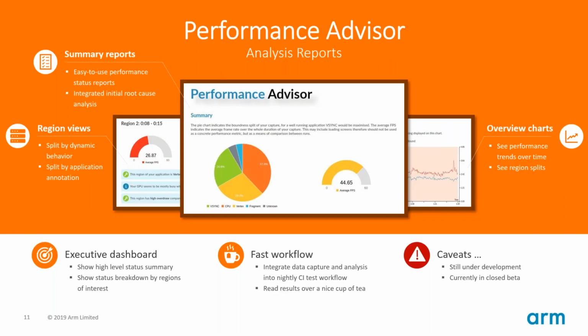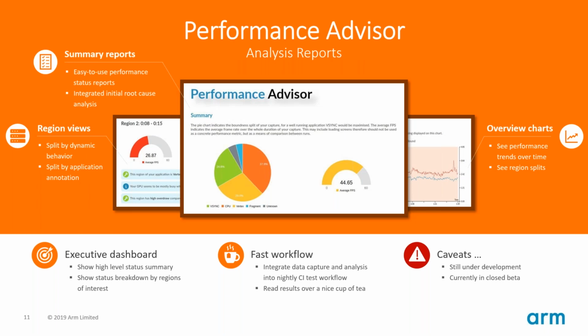The final tool is Performance Advisor. And the idea here is to take the data that a tool such as Streamline can generate and automatically put it through an initial analysis to give some very quick feedback to potentially less expert users. So maybe your QA engineer designs a report and the less expert members of the team can pick this up.